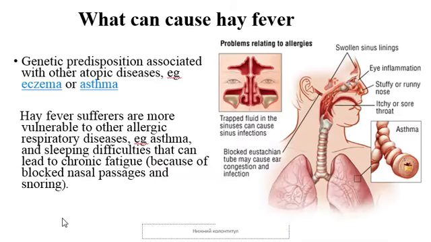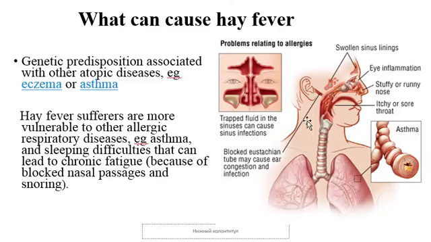We know there is a genetic predisposition associated with other atopic diseases, for example eczema or asthma. Hay fever sufferers are more vulnerable to other allergic respiratory diseases, for example asthma, and to sleeping difficulties that can lead to chronic fatigue.